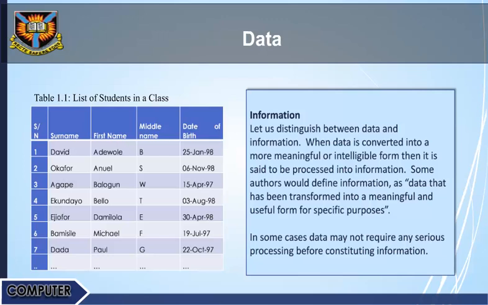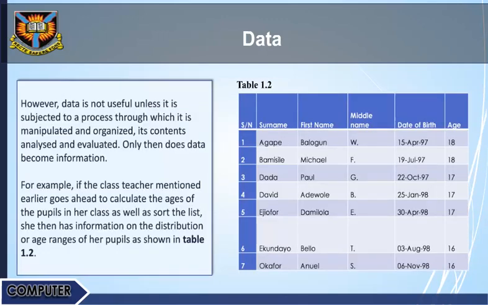Information. Let us distinguish between data and information. When data is converted into a more meaningful or intelligible form, then it is said to be processed into information. Some authors will define information as data that has been transformed into a meaningful and useful form for specific purposes. In some cases, data may not require any serious processing before constituting information. However, data is not useful unless it is subjected to a process through which it is manipulated and organized, its content analyzed and evaluated. Only then does data become information.